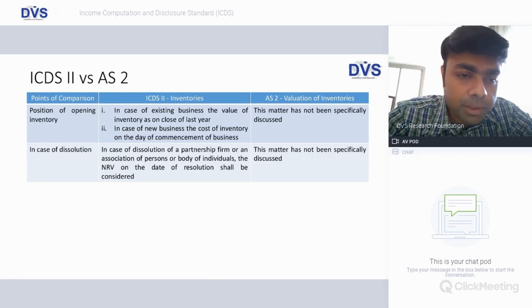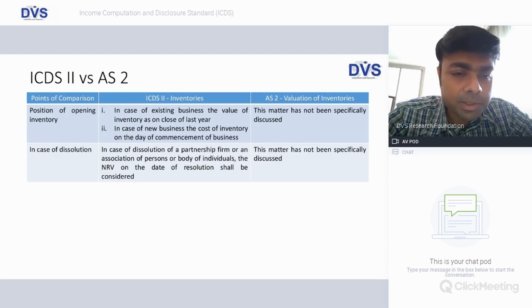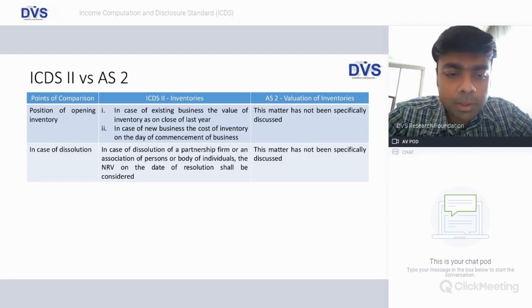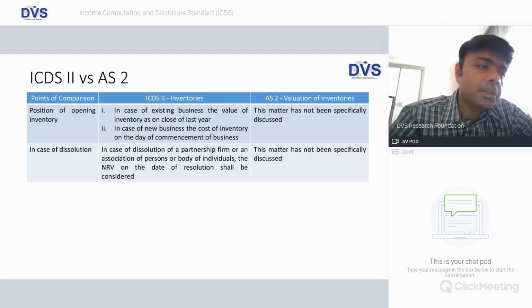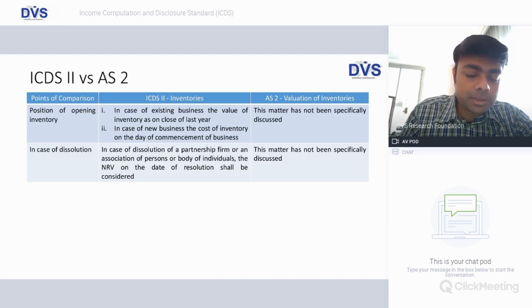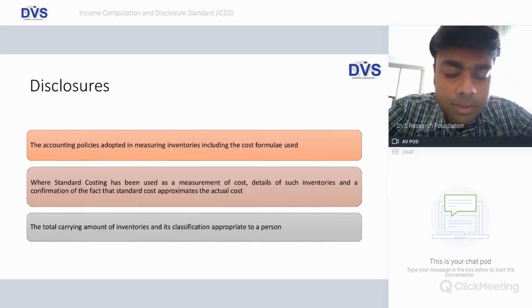Position of opening inventory. In the case of an existing business, last year's inventory value shall be the opening value. This has not been specifically discussed. And in the case of dissolution of a partnership or an AOP or a BOI, the NRV on the date of dissolving the enterprise shall be deemed for the purpose of valuing inventory. This has also not been specifically dealt with as far as AS 2 is concerned.